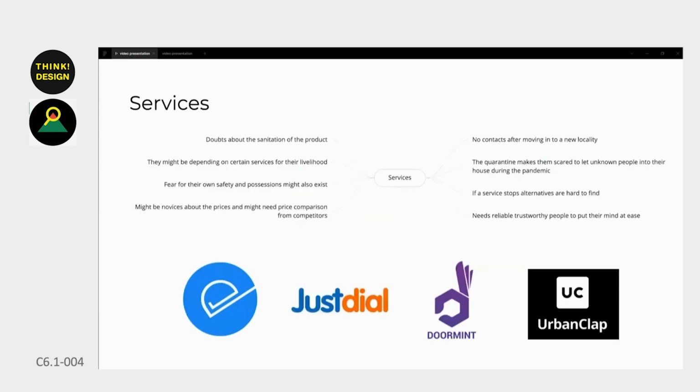The first problem was home repair services. The biggest problem was fear of infection for both the user and the vendor. The other problem was that the user may not know all the services available to them. During research, we found quite a few services which aim to solve this problem, like Just Dial.